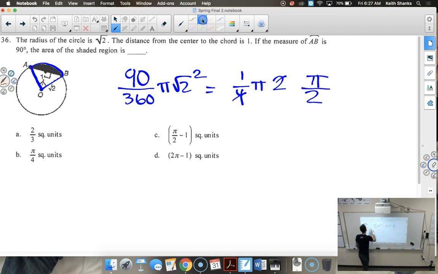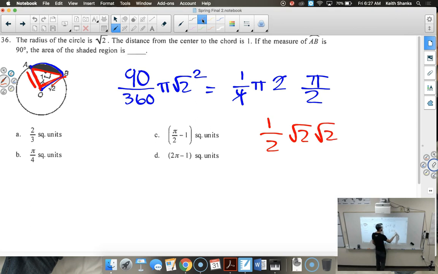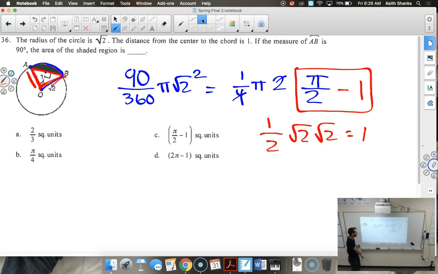And then the area of the triangle, since it's a right triangle, I would just do 1/2 base times height, right? And the base and the height are the legs, which are both radii. So the square root of 2 times the square root of 2. And we actually just looked at this a second ago. The square root of 2 squared is 2, divided by 2 is 1. So I'm going to subtract 1 from that. That will be my answer. Okay, you can see C is what we're looking at.